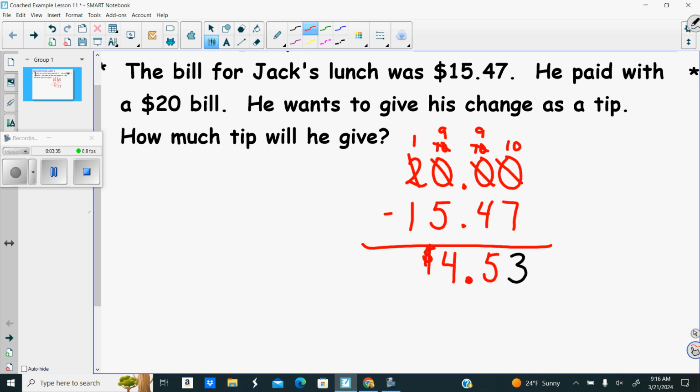So Jack's leftover amount would be $4.53. He would give that as his tip. When you're adding and subtracting, it's going to be very important that you look for keywords that tell you when to add and when to subtract. Make sure you line up your place values and your decimal points.